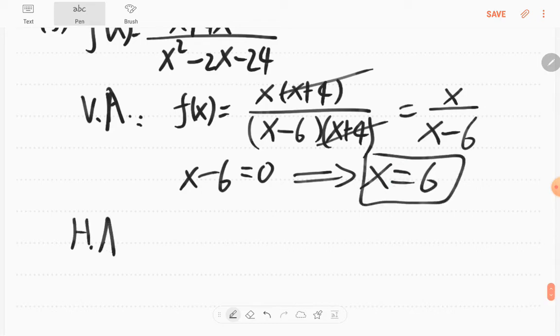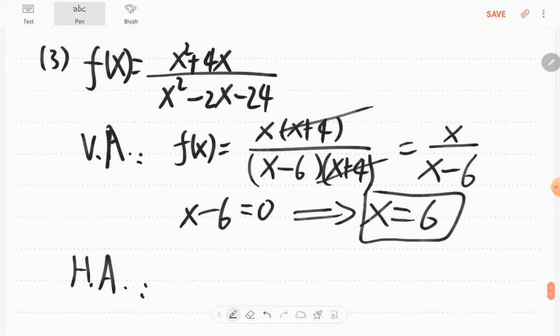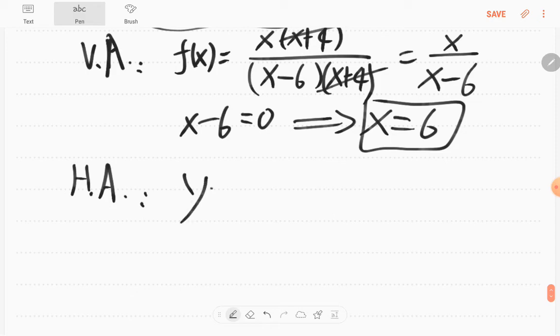The horizontal asymptote: we just go back to look at the original function. So the degree of the numerator, x squared, is 2, and the degree of the denominator is also 2. So here is 1, here is 1, the leading coefficients are 1 and 1. So y equals 1 over 1, which is equal to 1.